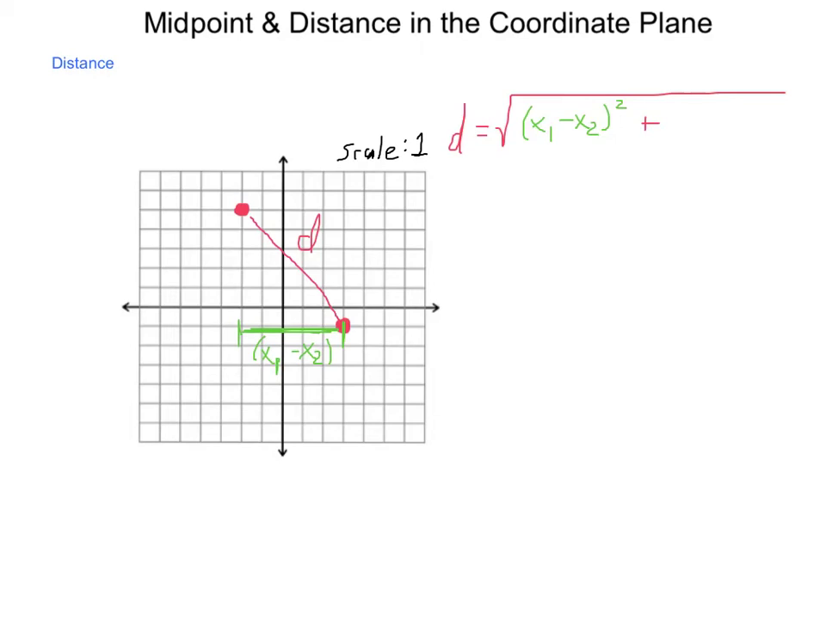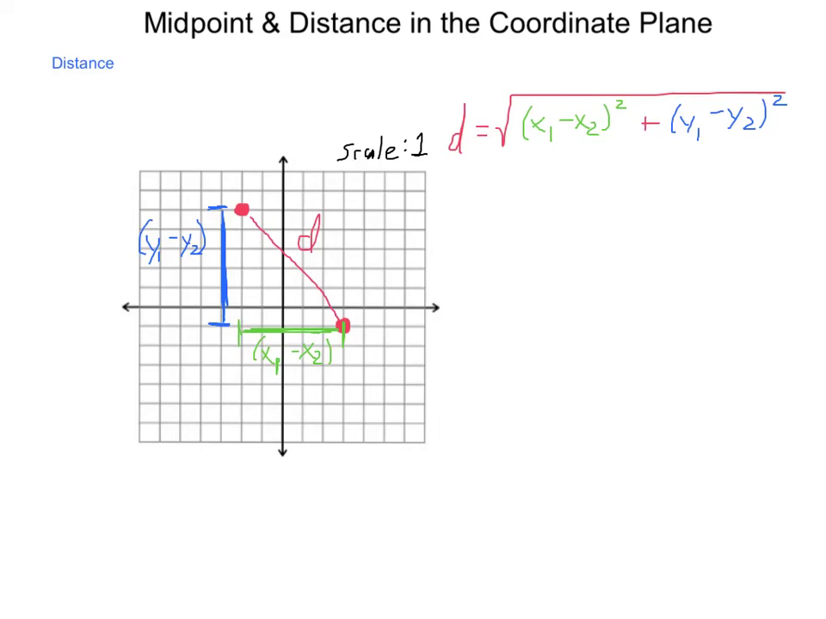Next, we go y1 minus y2, which is telling us if we start here and end here, what is that vertical change in distance? And again, it doesn't matter which one you put first, because we're going to take that and square it, and then we take the square root.